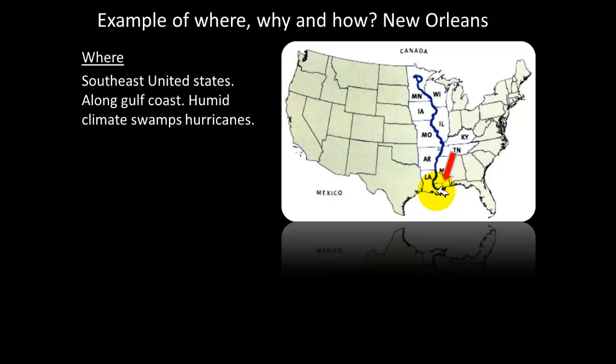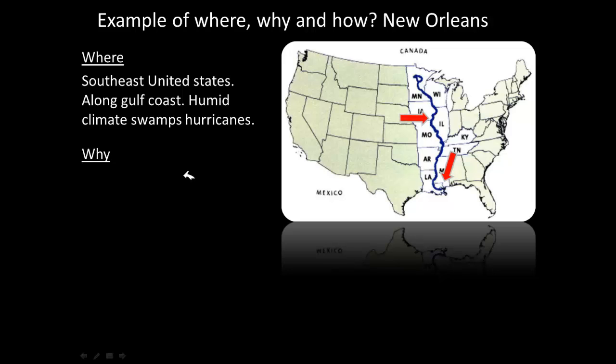Well, we live along the Gulf Coast, and we'll talk about climate zones in a couple of days. But we live in a subtropical climate zone, which means it's very, very hot, very humid. Another physical characteristic of this area is that we have swamps and hurricanes. So that talks about the where and some of the characteristics that we experience from being located here.